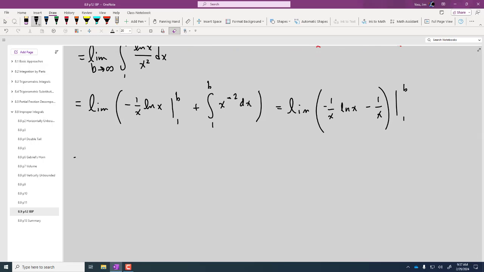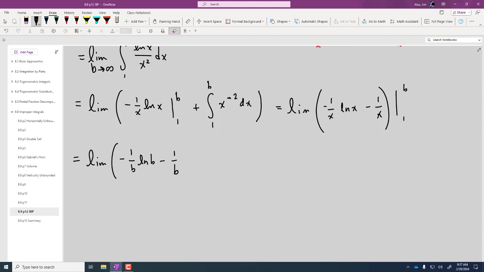So we'll keep the limit symbol out in front. First, we have to get the inside evaluated. So we plug in the b. We'll have 1 over b natural log of b minus 1 over b. So that's the antiderivative at the upper limit. And then we subtract the antiderivative at the lower limit. And when we subtract, that subtraction is going to create a plus and a plus.